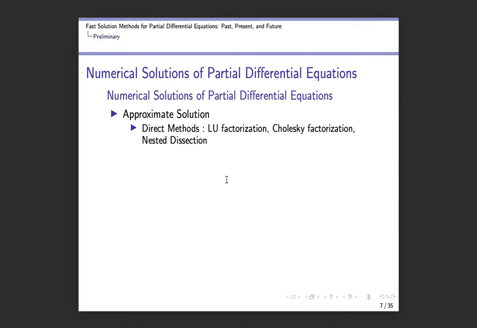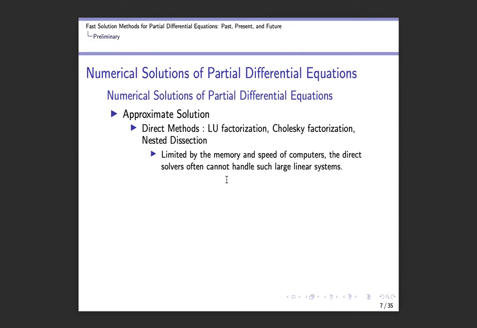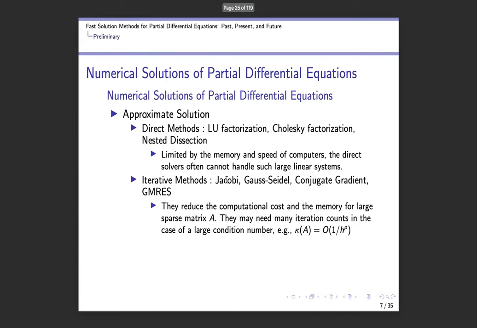There are two kinds of methods. The first is the direct method, which is based on factorization, for example, LU factorization, Cholesky factorization, or nested dissection. This is quite good, but it is limited by the memory and speed of the computer. If we have a large system, we cannot handle this directly. So as an alternative, we consider iterative methods: Jacobi, Gauss-Seidel, conjugate gradient, or GMRES. These methods can reduce the computational cost and the memory.